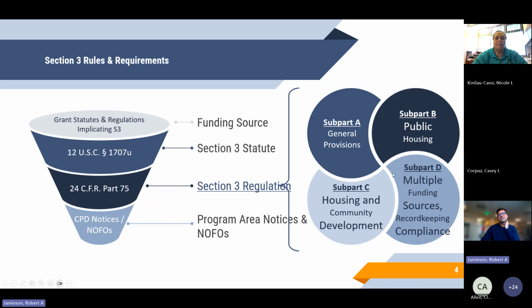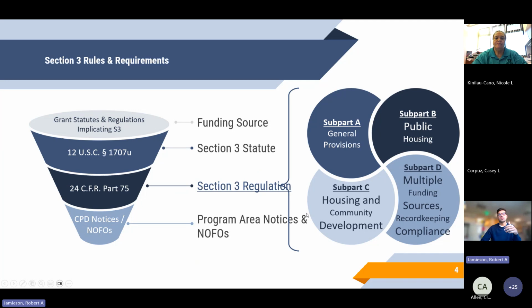Subparts B and C will be slightly different depending on the funding source, which is actually an interesting topic to cover today, because while technically the Native Hawaiian Housing Block Grant is under ONAP and therefore PIH, or public housing, because it is a block grant, we're actually going to be referring to subpart C and the housing and community development provisions.